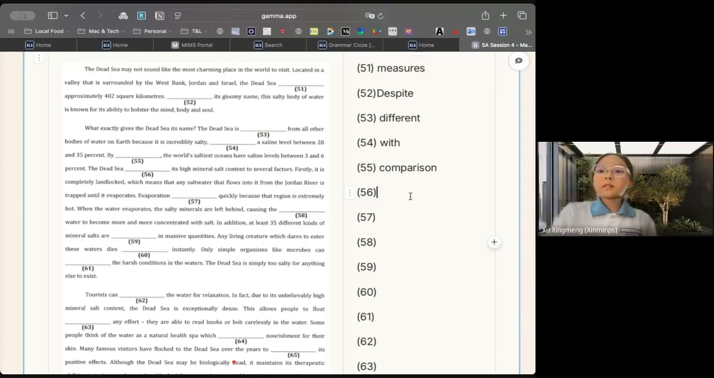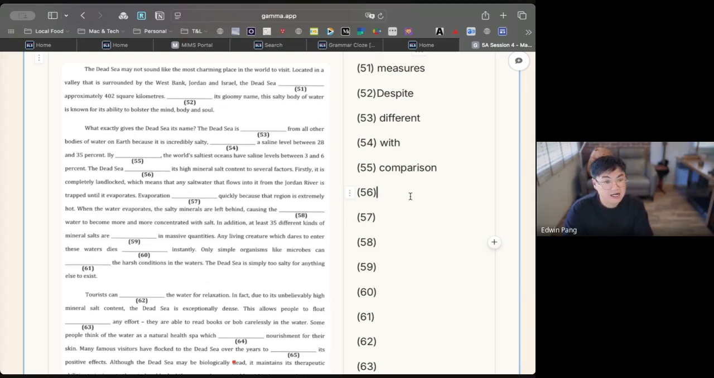Gets its high mineral content. The word gets is followed by from, but in this case it's to. Can you see the word is to here? To, right? So it doesn't work. It's to, not from. If you say it gets its high mineral salt content from several places, then you can use gets. But in this case it's not gets. Its high mineral salt content to something.